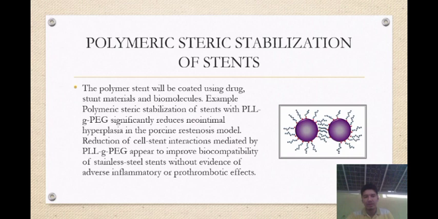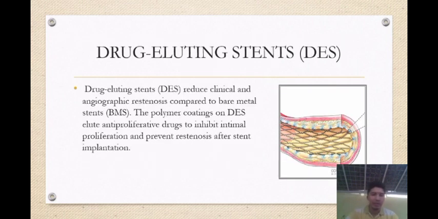Example, polymer stabilization of the stent with PLGA-PEG significantly reduces neointimal hyperplasia in a polymer stent model. Reduction of cell-stent interaction mediated by PLGA appears to improve biocompatibility of stainless steel without evidence of adverse inflammatory or fibrotic effect. Another example is the drug-eluting stent, whose short form is DES. Drug-eluting stents reduce clinical and angiographic restenosis compared to bare metal stents, BMS.